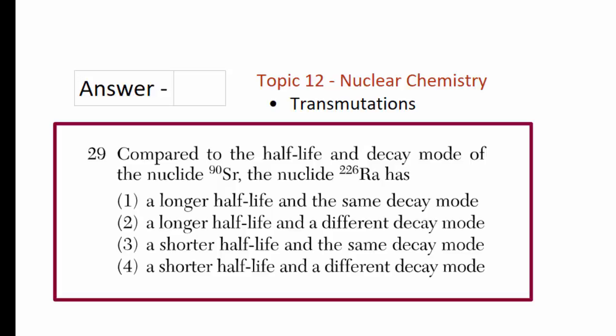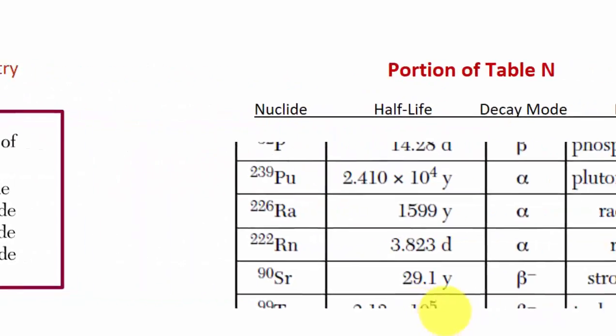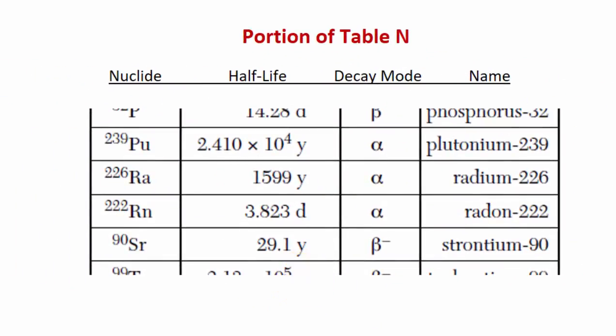Here's question 29. Compared to the half-life and decay mode of the nuclide strontium-90, the nuclide radium-226 has... Well, we're going to look at a portion of table N here, which lists all these different radionuclides and their details, and the two we're asked to compare are radium and strontium. And the radium has a 1,599-year half-life versus strontium's 29.1-year half-life. So radium has a much longer half-life. And with regard to decay mode, radium goes by alpha decay and strontium by beta decay. So they have a different decay mode, and radium has the longer half-life.